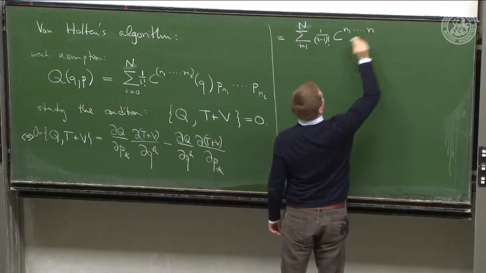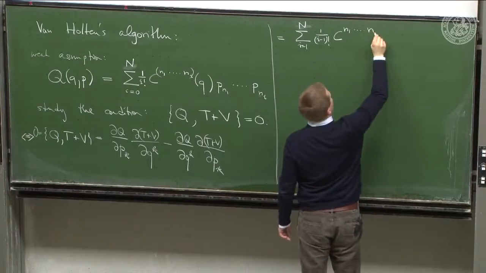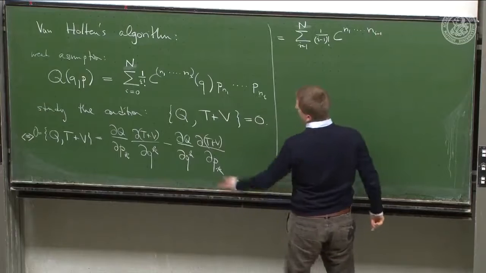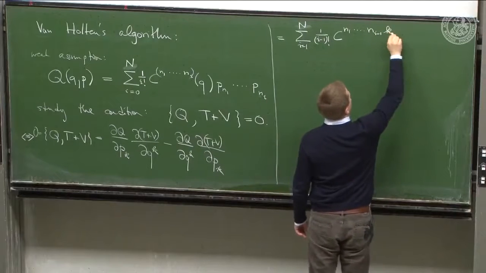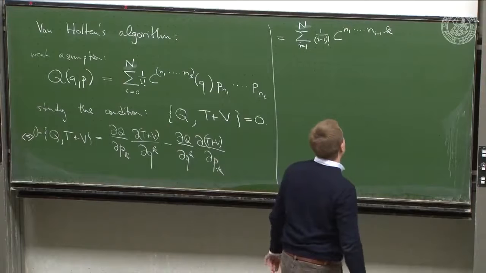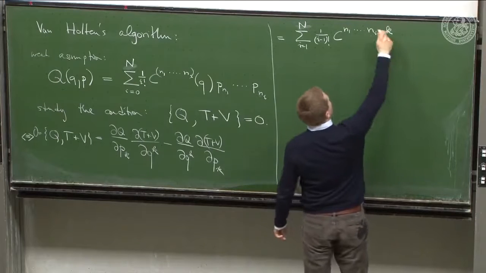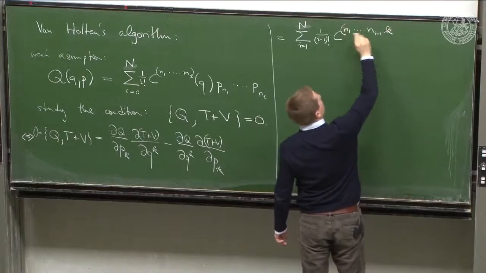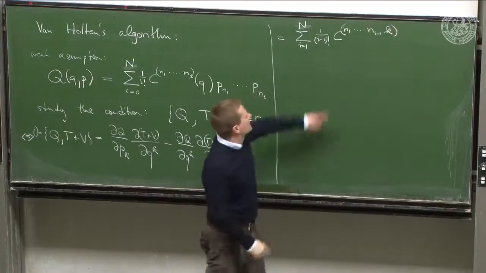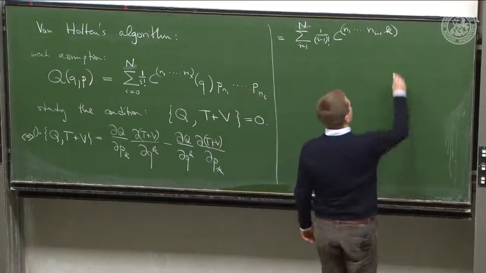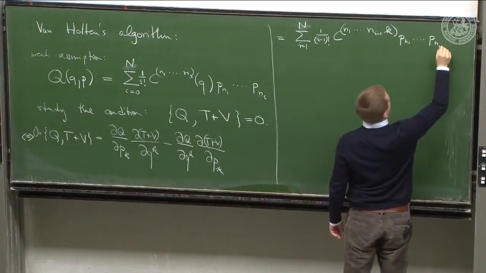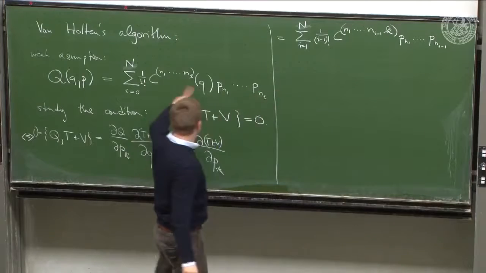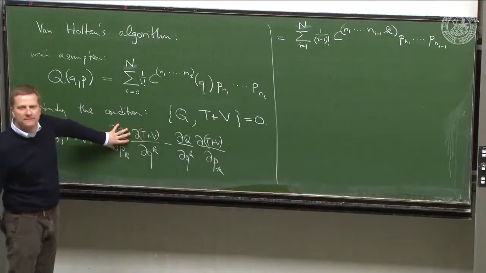And I get C n1 up to n little I minus 1, and I derive with respect to pk, so one of the p's goes and produces a delta k n_i. In principle, I have to do this at every point, but because the whole thing is symmetric, I can just do it for the last if I have the right factor here, and then I have the P n1 up to P n_(i minus 1), and that's the derivative of this guy. Agreed?